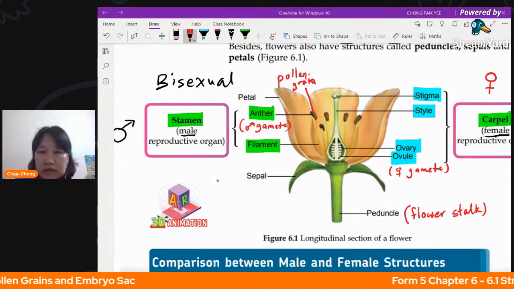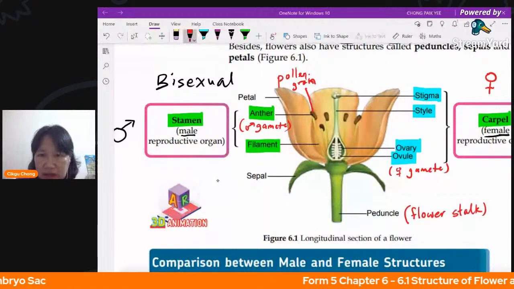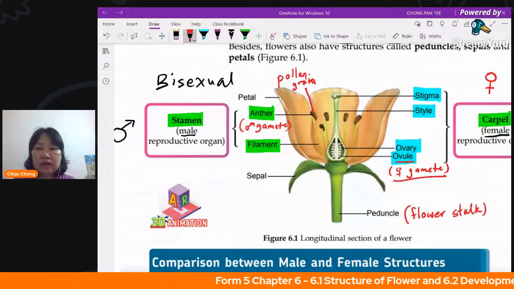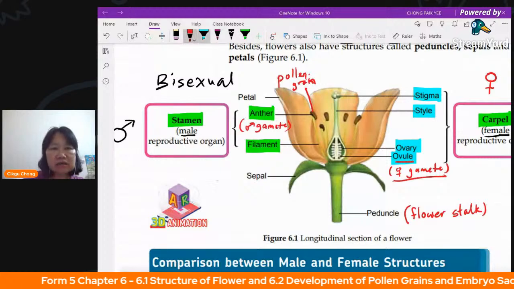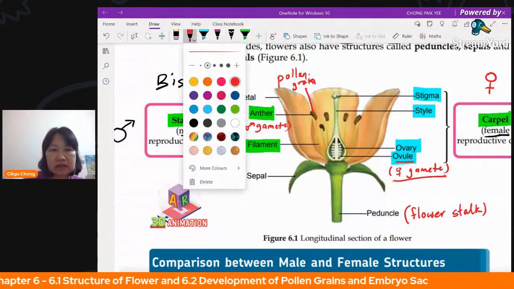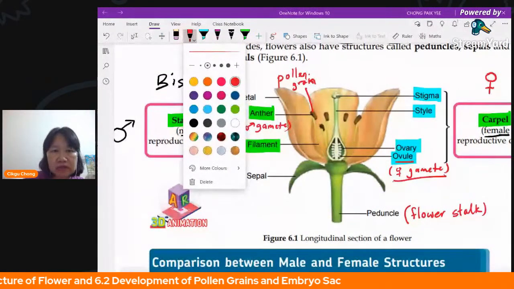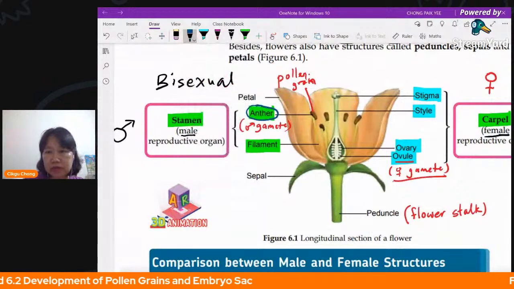Okay, and here the ovule is the female gamete. So the anther and the ovary are like one pair. I mean, it's like synonymous. So the male one is called anther, then the female will be the ovary.